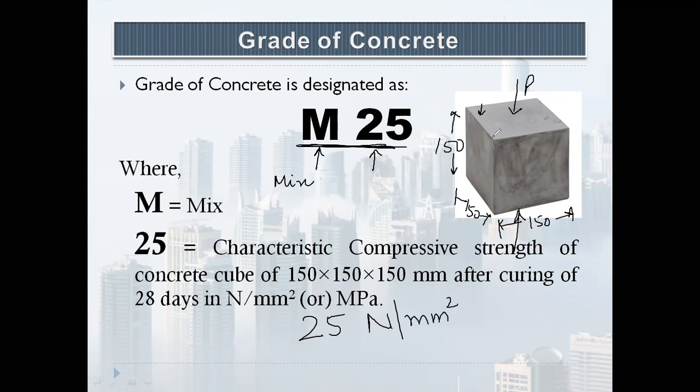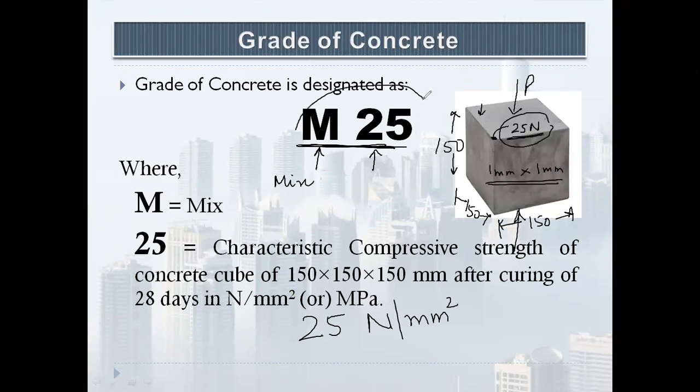Meaning, if you take a little area of 1 mm by 1 mm, just this much area, how much load is it going to take? 25 Newtons, right? Only this much area, 1 mm into 1 mm, which is a very, very small area. So concrete is that much stronger in compression.